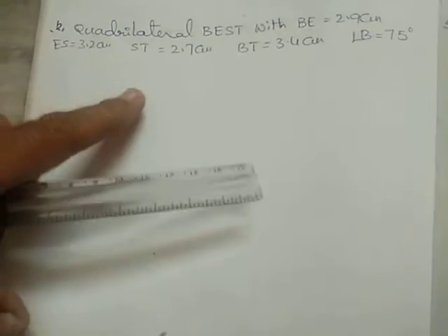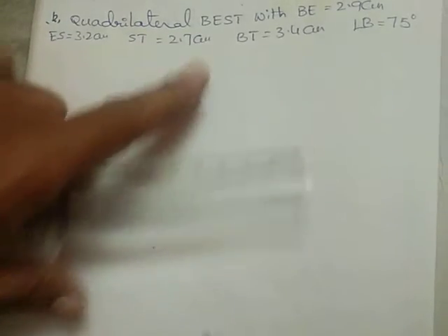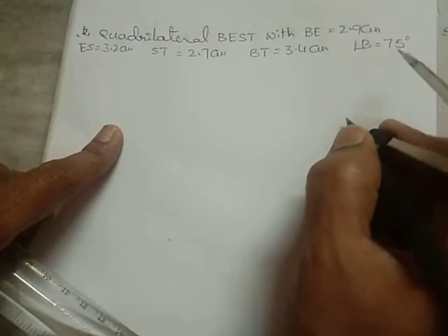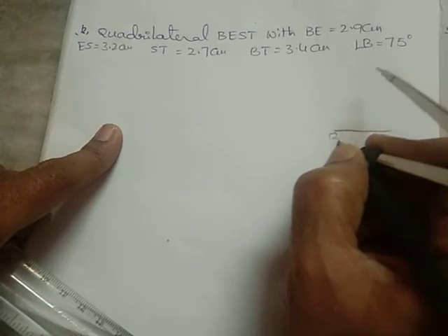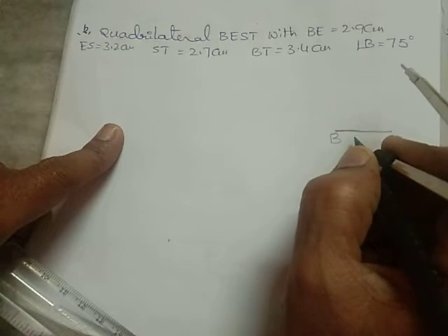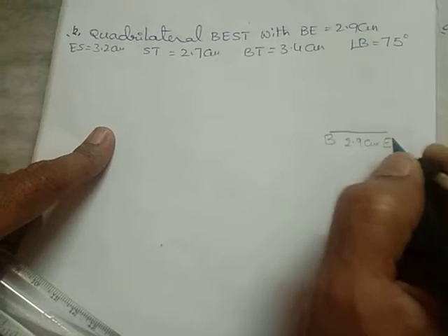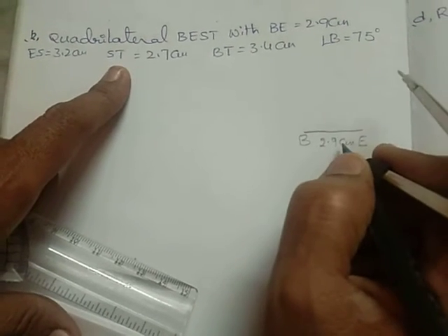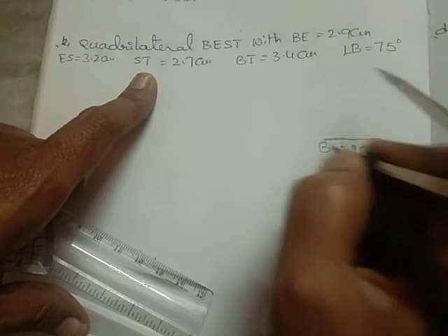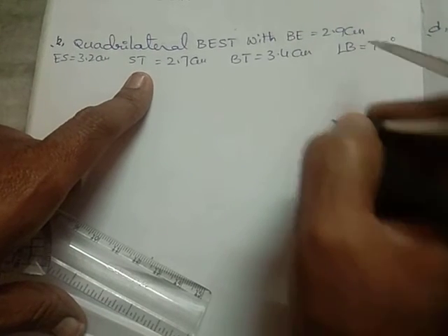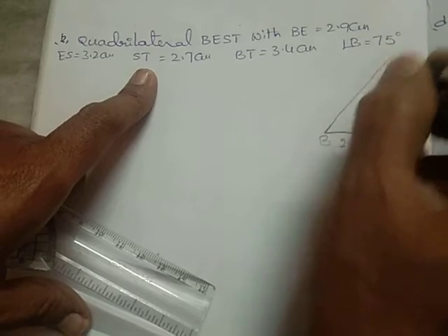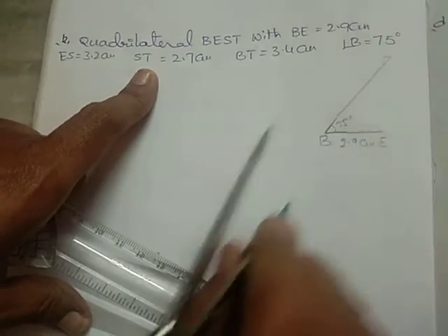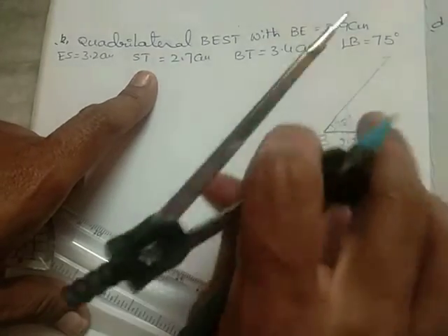Next sum in 3.1 exercise. This is quadrilateral BEST, with BE. So what is the base here? BE. So first you have to draw a rough diagram. This is very important. Then only you can draw the original diagram. So BE is 2.9 centimeters and where is the angle here? At B. So at B we put an angle of 75 degrees. It is acute, so that is why I am drawing it like this.